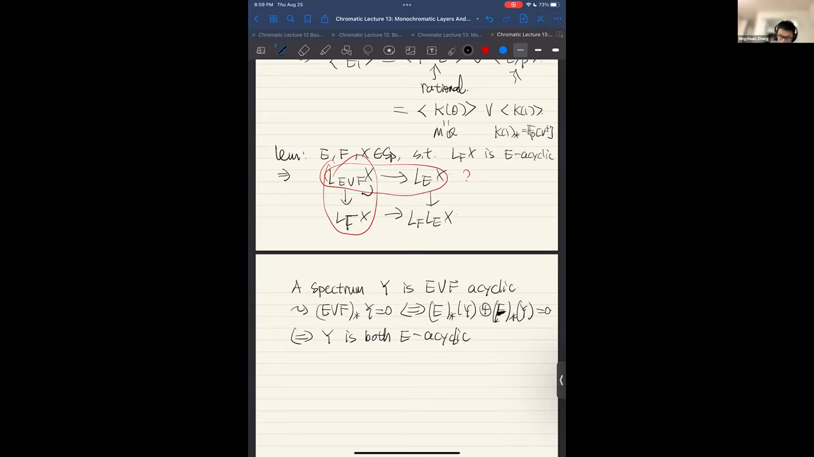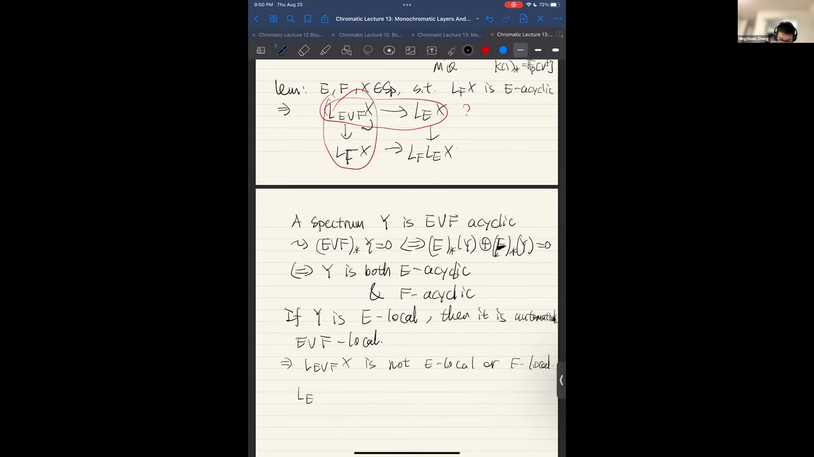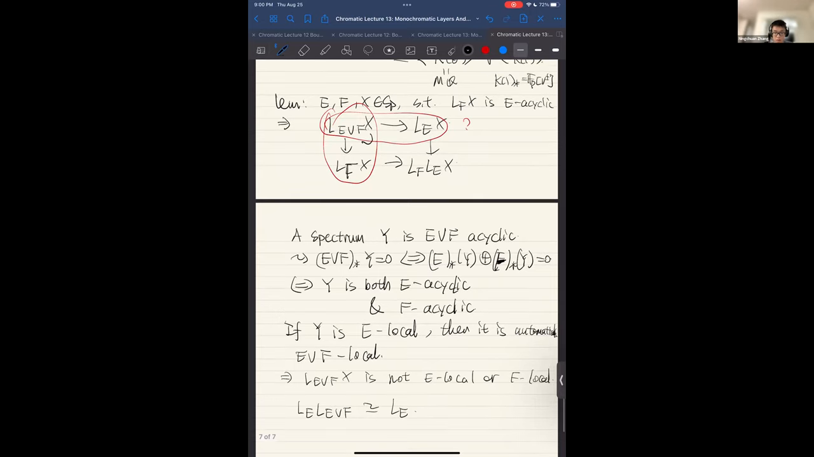and F acyclic, right? But conversely, if Y is E local, then it is automatically E wedge F local. So this implies that L_{E wedge F} X is not necessarily E local or F local, so we can further localize them. And if we further localize them, this is actually equivalent to just L_E. So that's what those two maps mean.